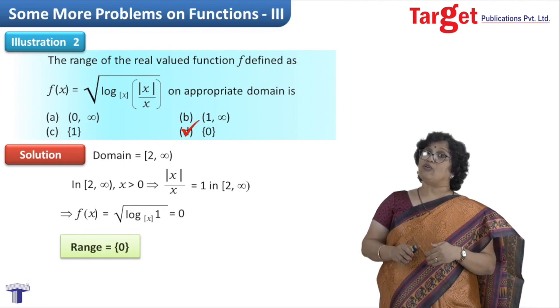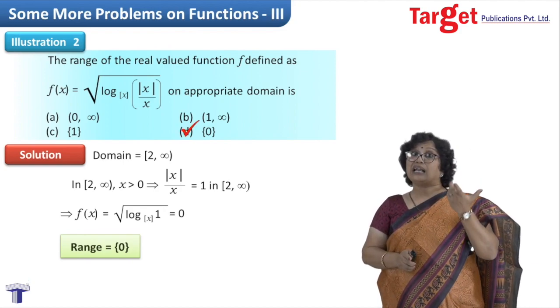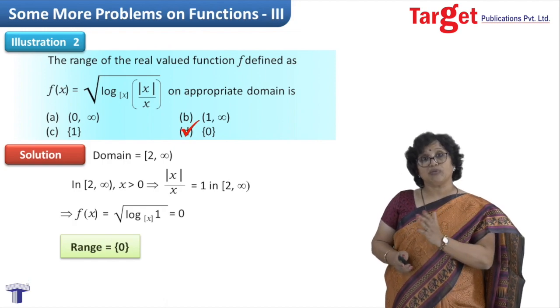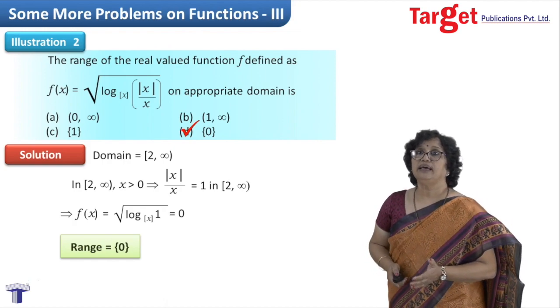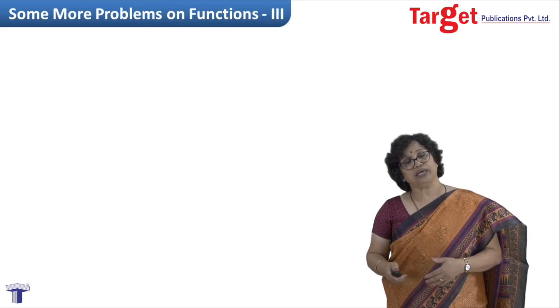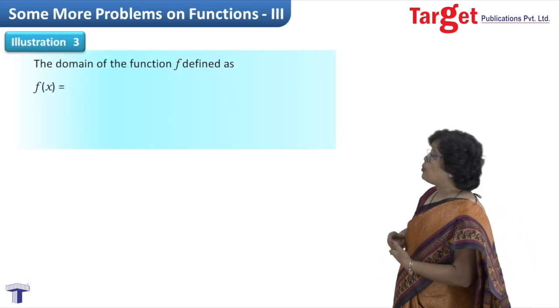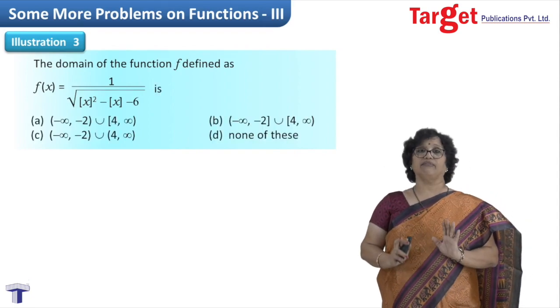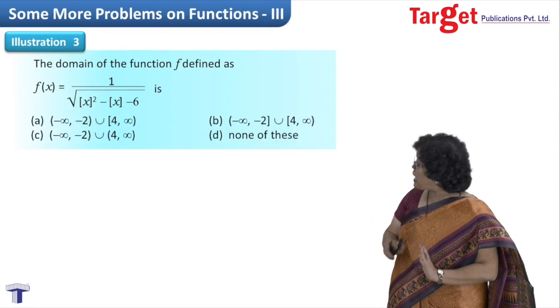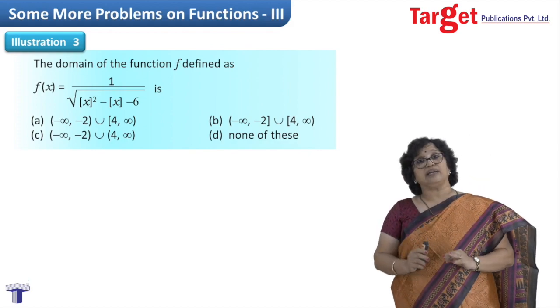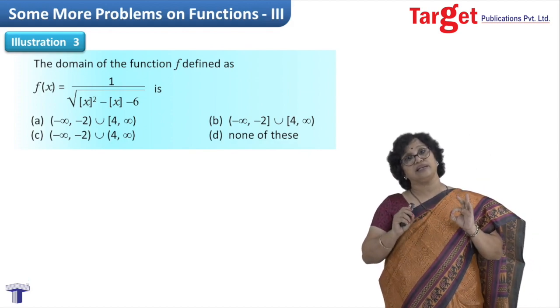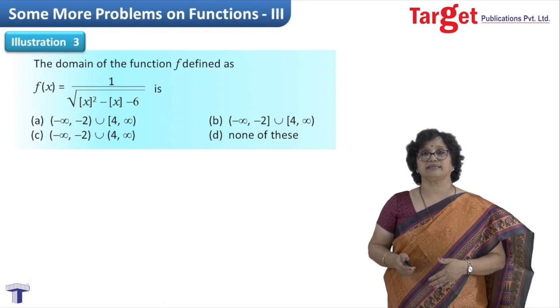Now this question was regarding range for which we had to find the domain first. So the question was different from the other one. Now let us move to the next one. And the next one is we have to find the domain where f(x) is given to me as 1 upon square root of greatest integer of x square minus greatest integer of x minus 6.